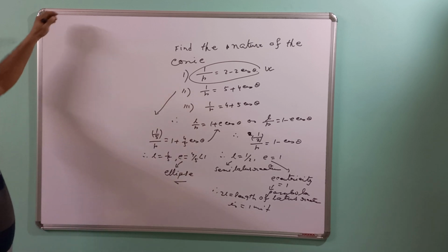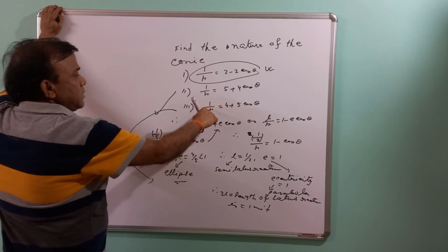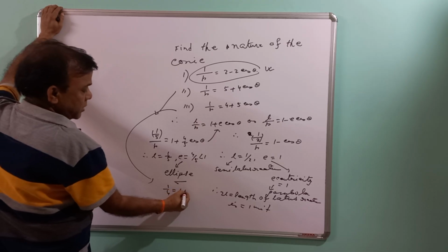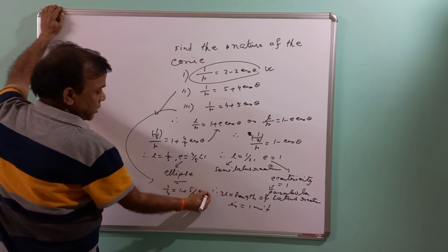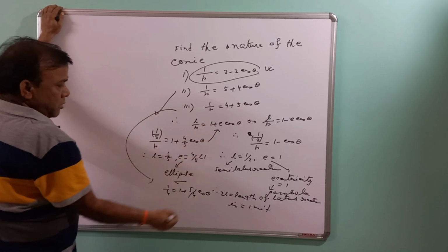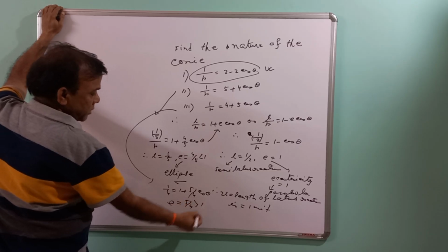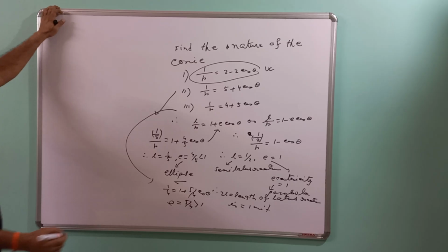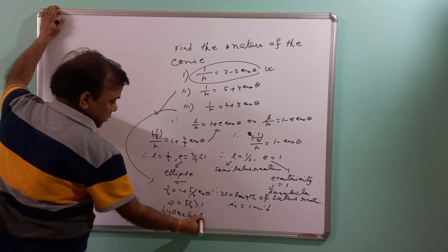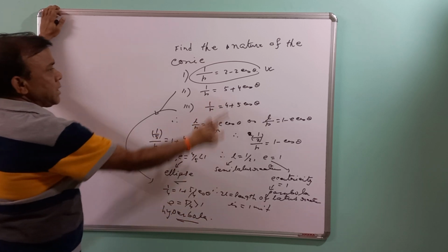Okay. In case of 3, we have to divide the relation by 4. 1 by 4 by r equals 1 plus 5 by 4 cos theta. Similarly, comparing this one with this, we get e equals 5 by 4, which is greater than 1. Therefore, it will represent a hyperbola. Therefore, nature of the conic is hyperbola. This conic represents a hyperbola.